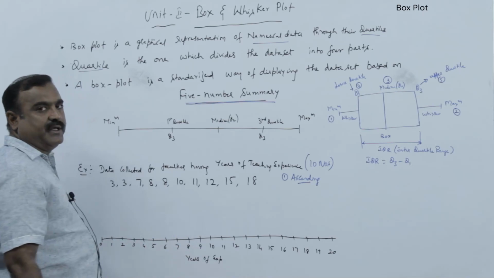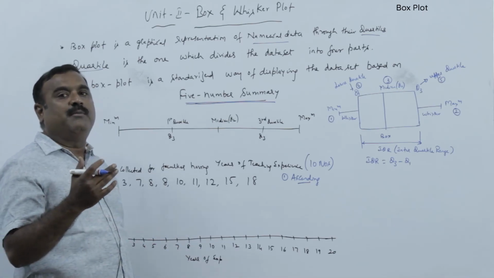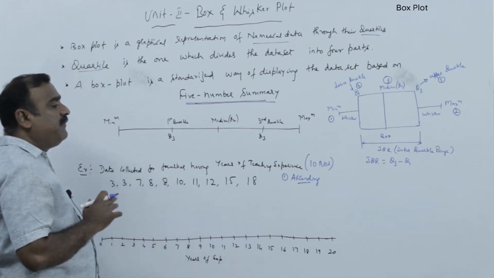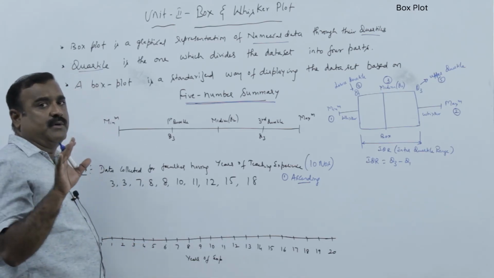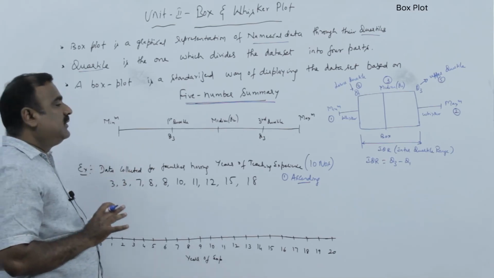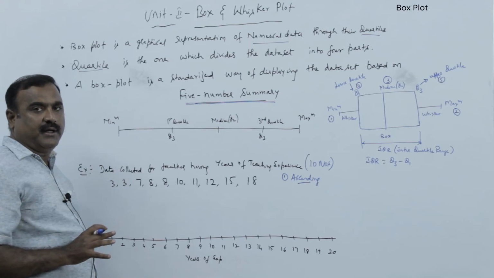It is years of experience. Now I have to draw the box plot for this one. First thing is that we have to identify it is a 5 number summary. These 5 things we have to plot here.